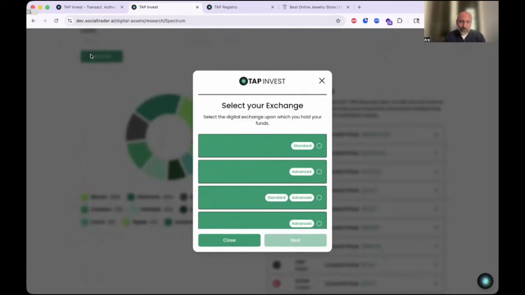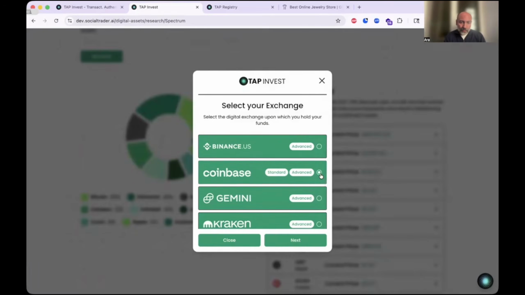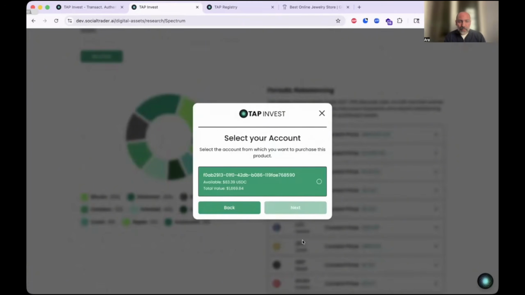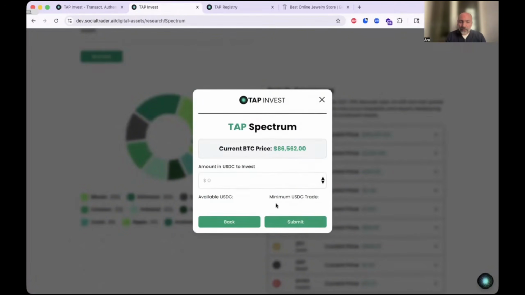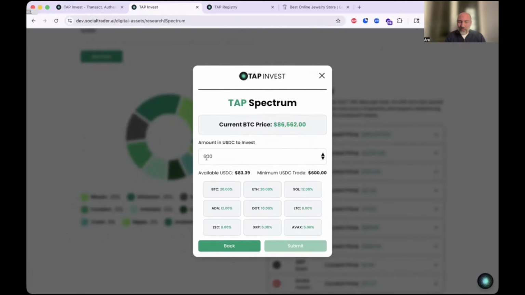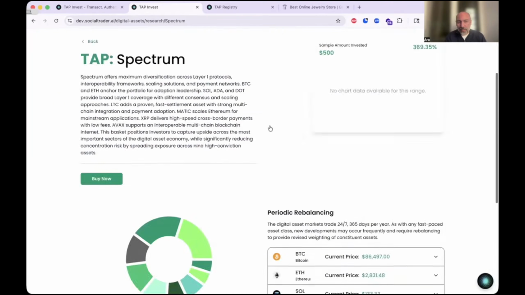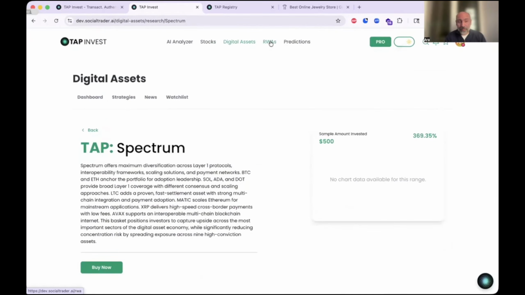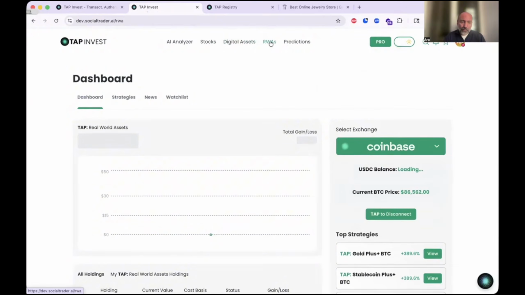And same simple process. If we wanted to buy something, we click buy now. In this case, we have Coinbase connected. I'll hit next. It'll ask me what account I want to use. So my available balance is $83.39, what's available in cash. Unfortunately, this particular asset has a minimum of $600. So I would have to add more money to the account to be able to buy into this particular strategy, which is very simple to do. But some of the strategies do have minimums. Actually, they all have minimums.